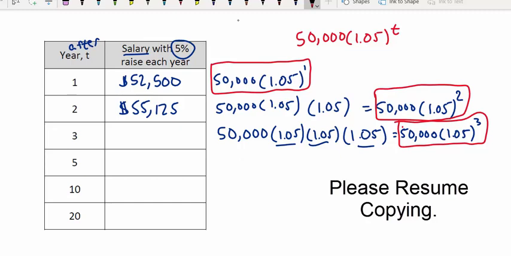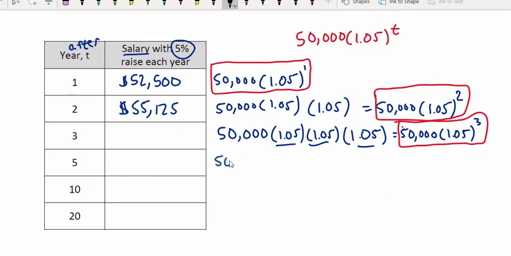So to fill out the rest of the chart, especially since it starts skipping several years, I'm going to use this shortcut where I start with 50,000 and I'm going to give Tristan a 5% raise, and the exponent would just tell me how many raises I need to give. For this cell, that would be 5 raises. In this cell here, after 10 years, Tristan will have had 10 raises.